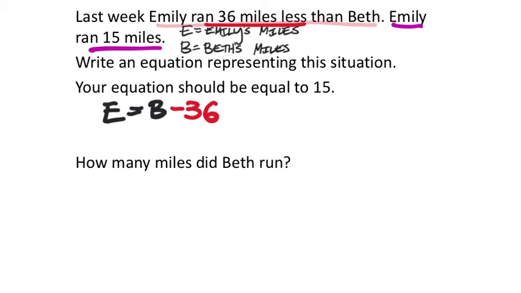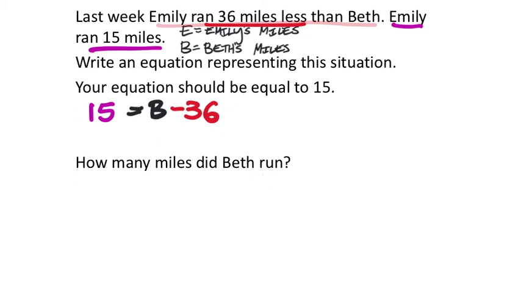So in this equation that I've written, now it has two variables, Emily's miles and Beth's miles, but then they said, here's how many miles Emily ran right there. Oh, that's very nice of you to tell us, because now we can actually solve this equation. Emily's miles are 15, okay? So that means if you take 36 miles off of how many miles Beth ran, you'd get 15 miles. How many miles did Beth run?